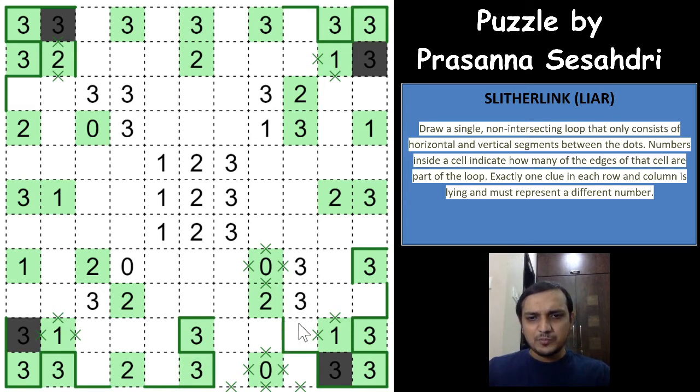So this loop segment cannot go towards the right, because then the 2 will have only one loop segment here, and 2 is the right clue here, which means that it cannot go towards the right here. It will either go up or towards the left, and which means out of these 2 segments, one will be used and the other will have to be this segment. Excellent.